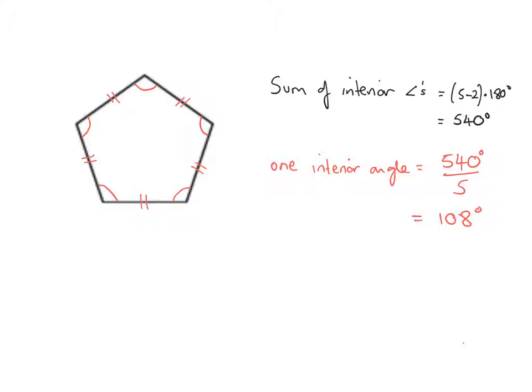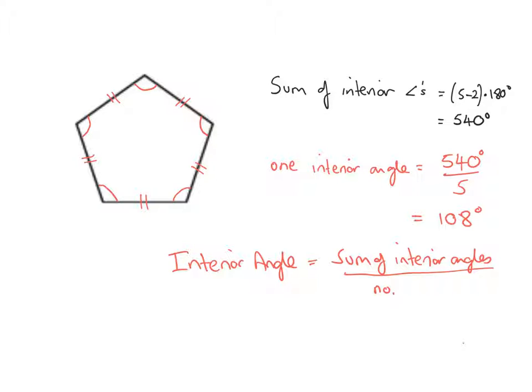So therefore, the formula for an interior angle will equal the sum of the interior angles divided by the number of sides. And that's a formula you need to remember. If we put it in terms of n, it's n minus 2 times 180 degrees divided by the number of sides, n. Okay, nice and easy.